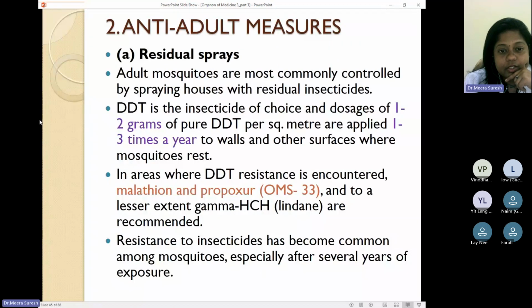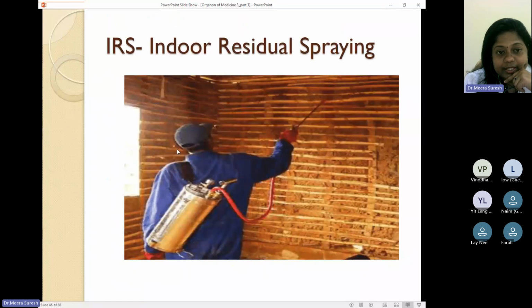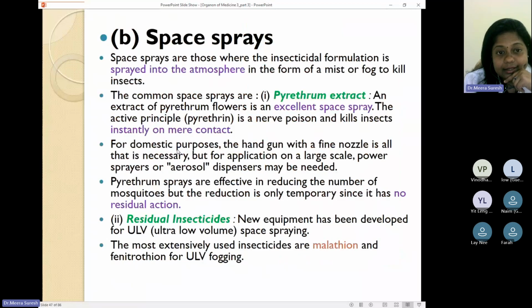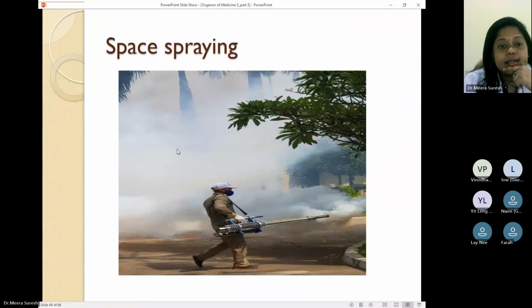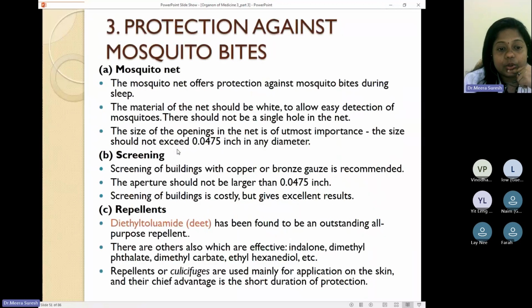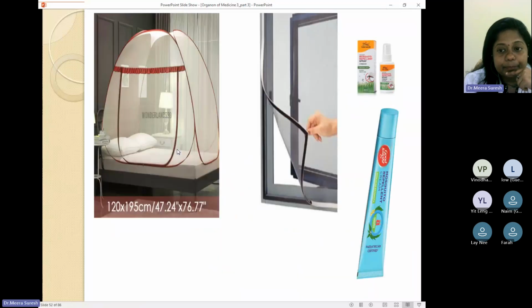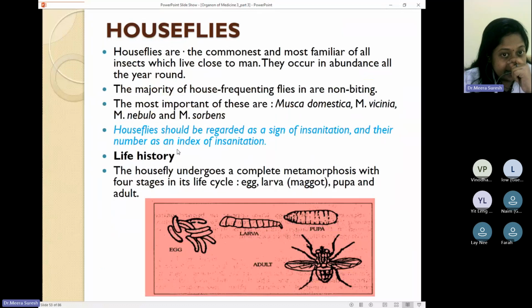For anti-adult measures, use residual sprays, indoor residual spraying. If it is outdoor, the space sprays, the different types of fogging, the genetic control, and then protection by using nets, screening, and repellents. So I think that's where we concluded in the last class.